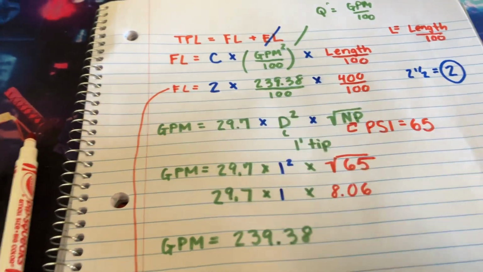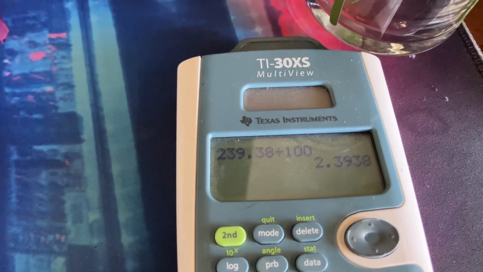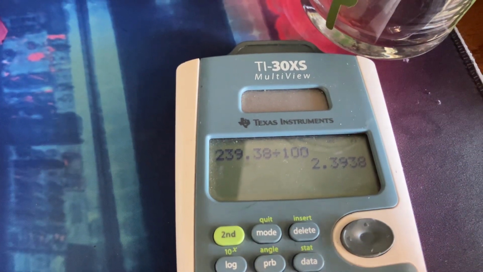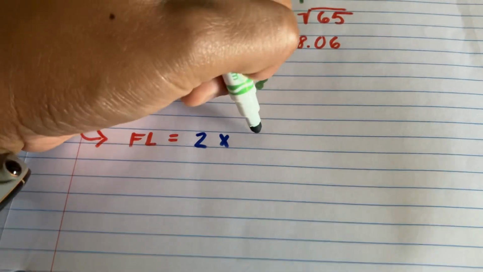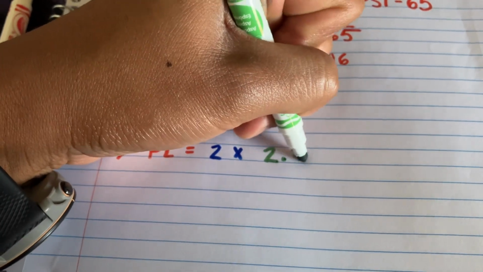So 239.38 divided by 100 gives us 2.3938. Again, we probably just need 2.39. That can work perfectly fine. So we did our GPMs divided by 100, which gave us 2.39.